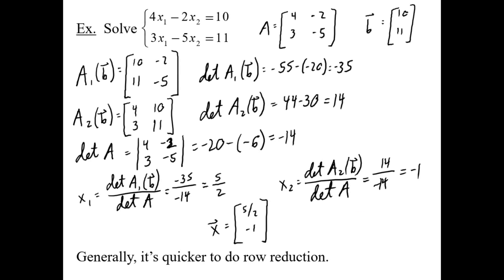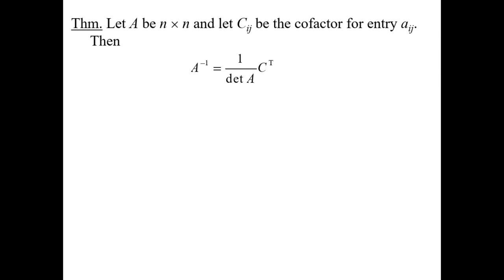Another use of the determinant, which I'll be honest is not a very good way of using it. I'm being very skeptical about the determinant. We're going to see it again later, in later chapters where it's a lot more useful. But another way to use the determinant is this. Let A be an n by n matrix, and C sub ij is the cofactor for entry A sub ij. We already talked about that. So one way to find A inverse is going to be 1 over the determinant of A times C transpose.